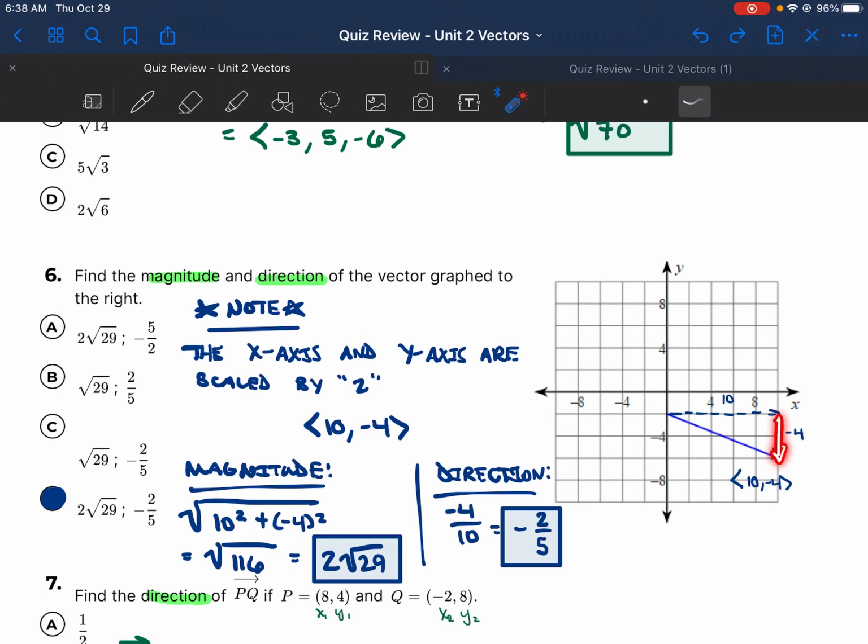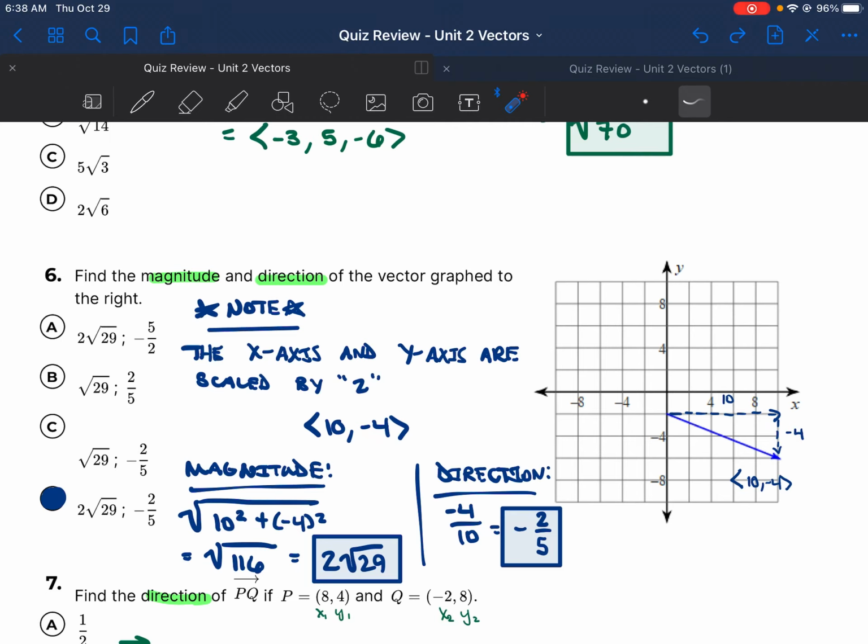Then I would need to go down 2 spaces, but again, this is scaled by 2's, so I'm really going down 4. This makes my vertical component a negative 4 since down is a negative direction. Once we have our vector written in component form, let's go ahead and find the magnitude and direction. So the magnitude is going to be the square root of 10 squared plus negative 4 squared. That would be 100 plus 16, you get 116.